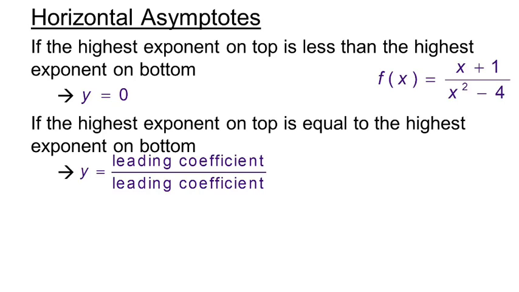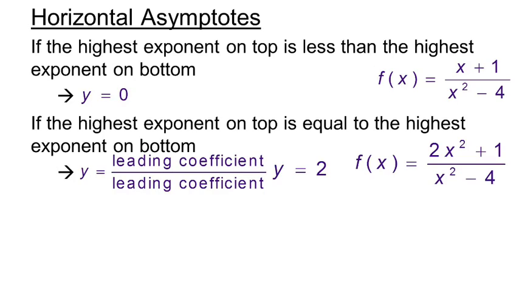The next option is if the highest exponent on top is equal to the highest exponent on bottom, then the horizontal asymptote is y equals the leading coefficient on top divided by the leading coefficient on bottom. An example might be (2x squared plus 1) over (x squared minus 4). Both of these are x squared. The leading coefficient on top is 2, divided by the leading coefficient on bottom, which is 1. So 2 divided by 1 is 2. That would make our horizontal asymptote y equals 2 for this equation.